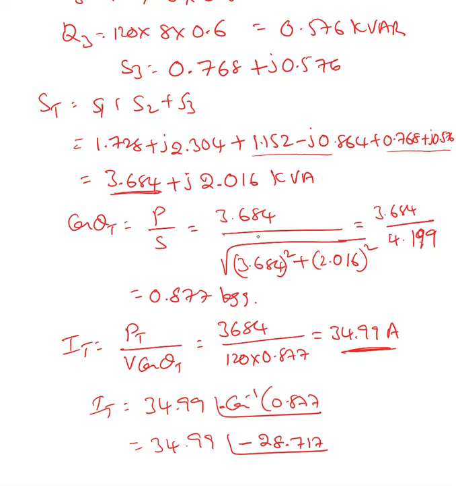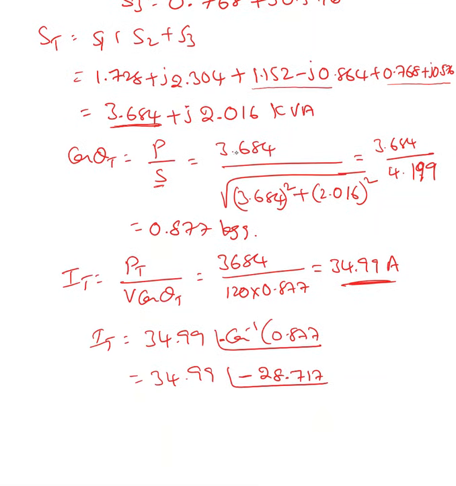So cos theta is P over S. Instead of complex, you have to use the apparent power. So 3.684 divided by 4.199, so 0.877 lagging. Okay, I total equal to P total divided by V cos theta total. So 3684, I converted that kilowatt into watt, divided by 120 times 0.877. So I total is 34.99 ampere. Usually current must have an angle, so that angle is cos inverse of 0.877, and that value is 28.717. Why negative? Because it's a lagging power factor, so current must be negative.